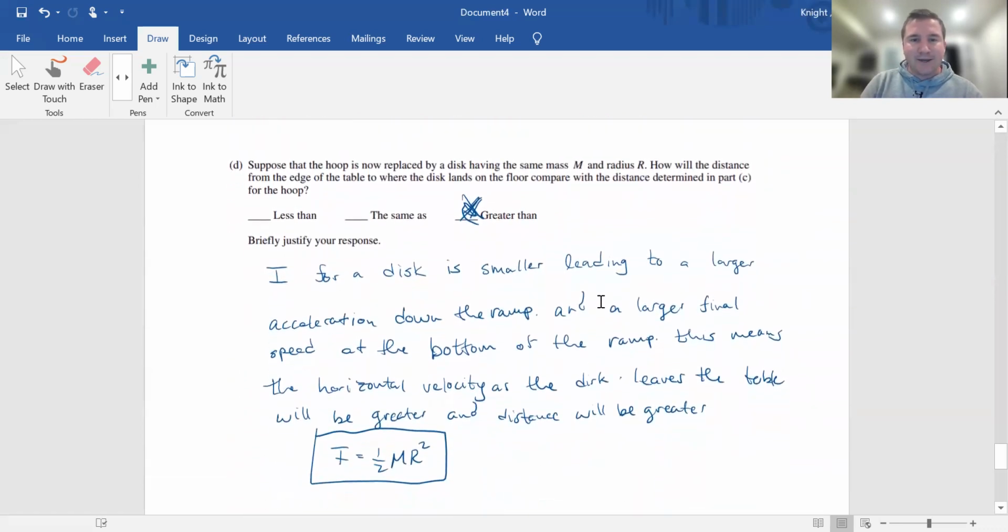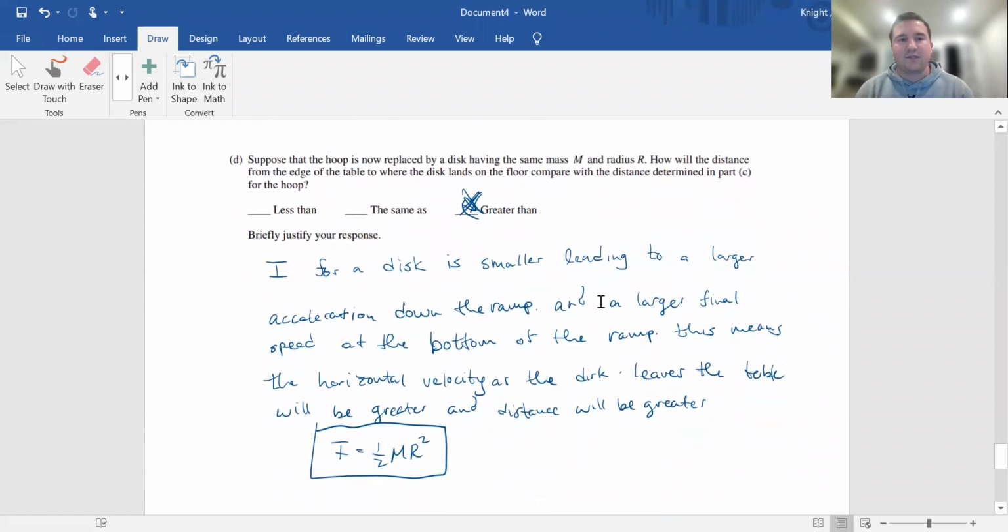Suppose the hoop is replaced by a disc. How does the distance from the edge to where the disc lands compare with the distance for the hoop? It will be greater than, and the sole reason is because the moment of inertia for a disc is less than the moment of inertia for a hoop. Moment of inertia for a hoop was mr squared. Moment of inertia for a disc is 1/2 mr squared.